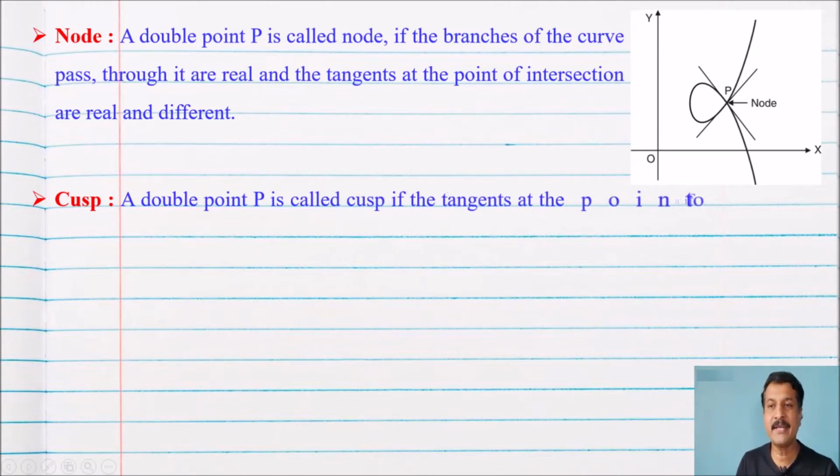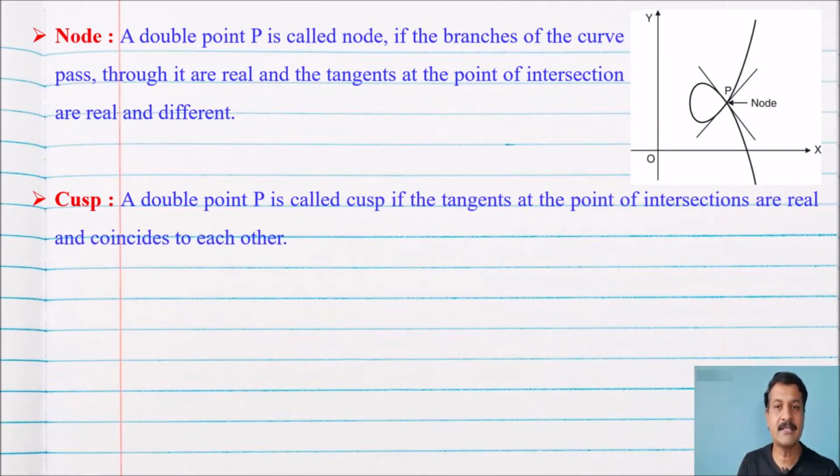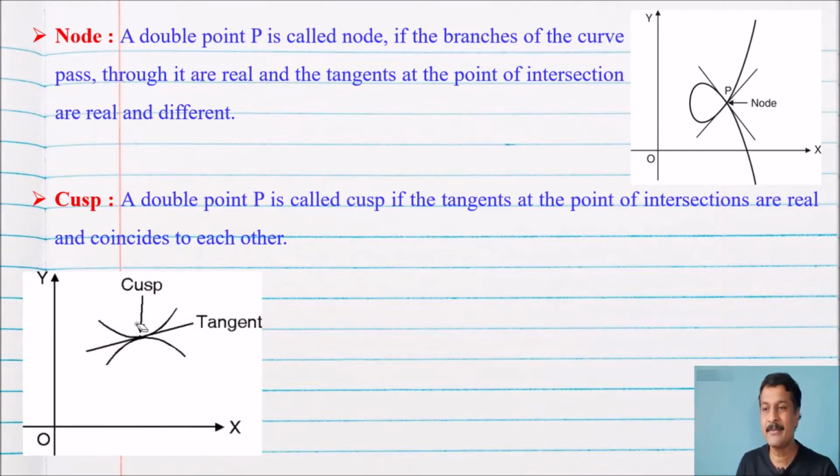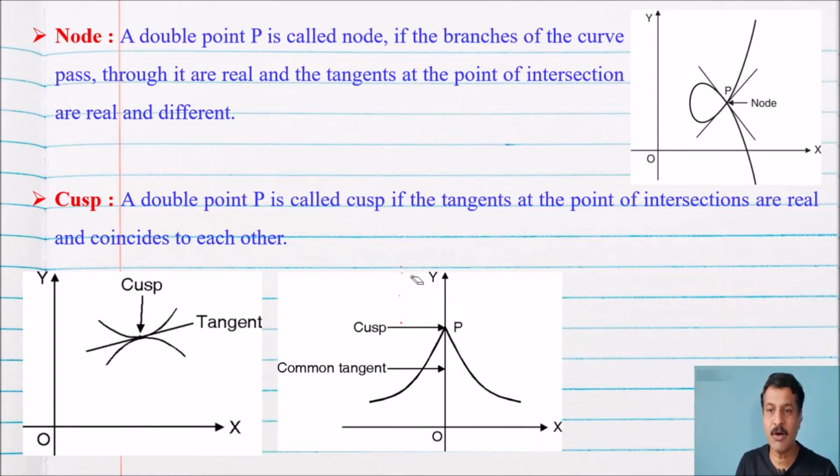A double point P is called a cusp if the tangents at the point of intersection are real and coincide with each other. It means a single tangent at a double point. You can see this figure: this is one branch, this is the second branch, and at this point there is a single tangent to both branches. So for example, like this. At this point, the first branch and also the second branch have a single tangent, so this point is known as a cusp. You can see one more figure like this. Here the common tangent is the y-axis. This point is P.